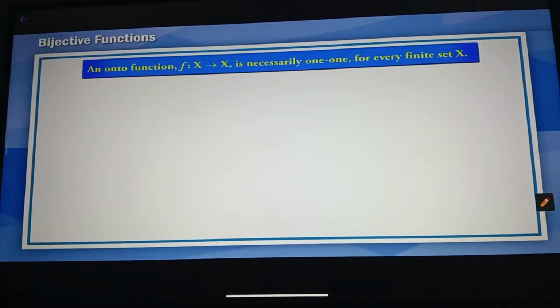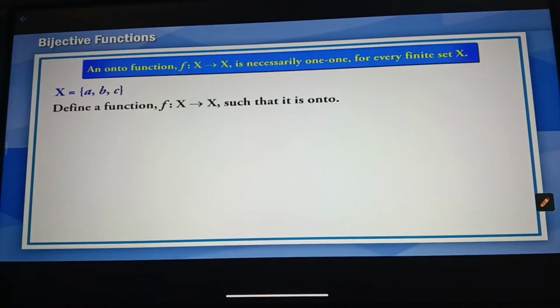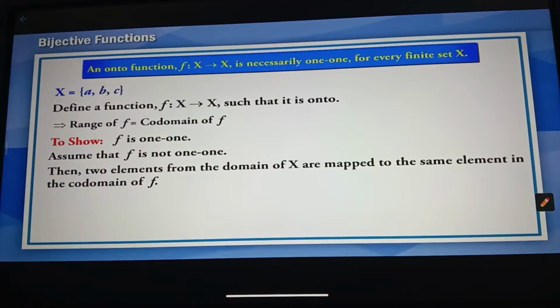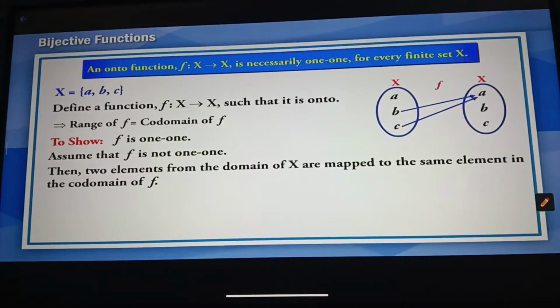Consider the same finite set X and let f be an onto mapping from X to X. This implies the range of f is equal to the codomain of f. We have to show that f is 1-1. Let's begin by supposing f is not 1-1. That means two elements from the domain of X are mapped to the same element in the codomain of f. Suppose b and c are mapped to a under f.